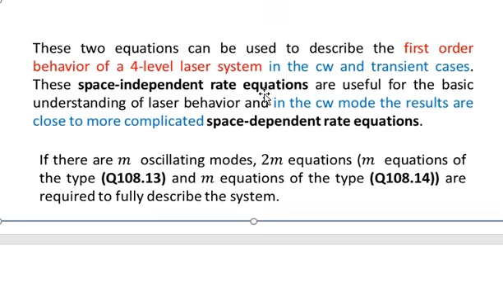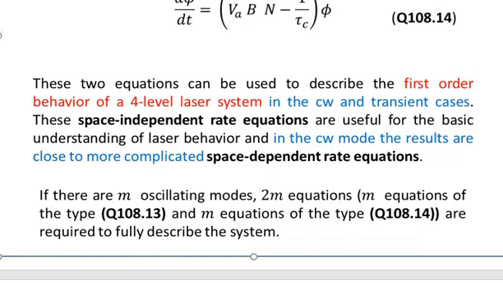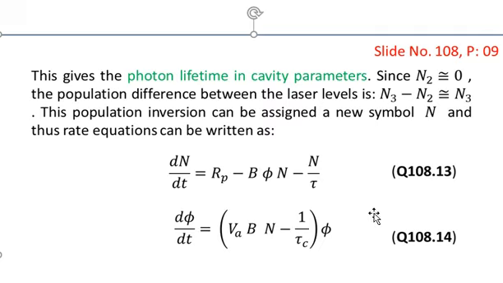And you see that we have written down the above equations only for the case of a single mode. But you know that if there are m oscillating modes, that is, m longitudinal modes are present in the laser resonator, then we need 2m equations. M equations of the type shown in equation number 13 and m equations of the type shown in equation number 14 are required to fully describe the system. That is, for m modes we need 2m equations.